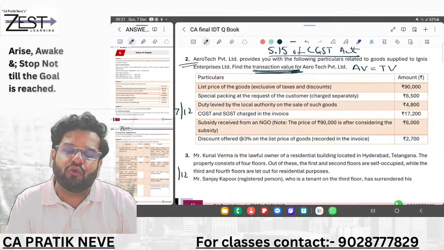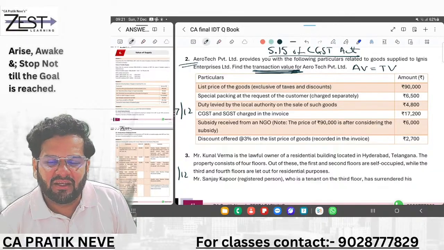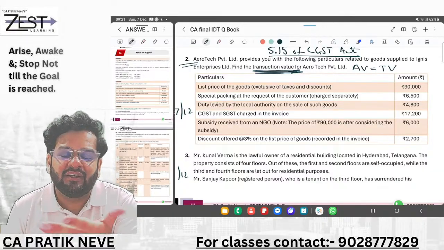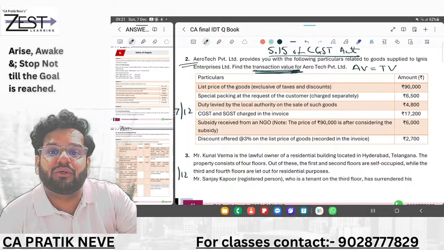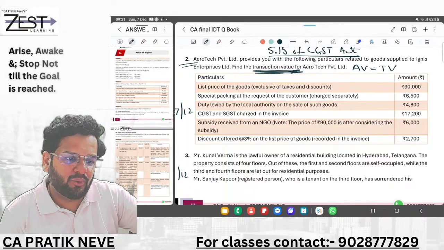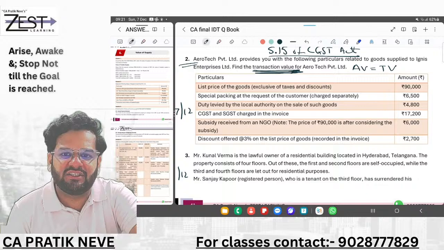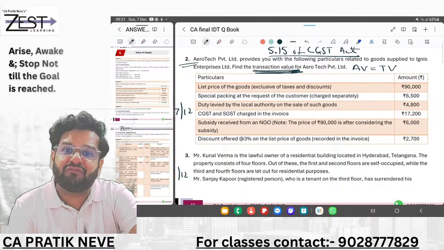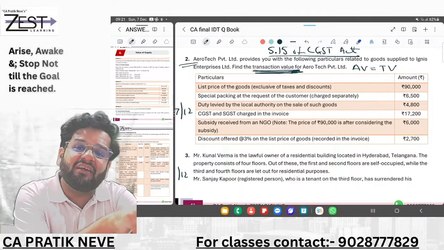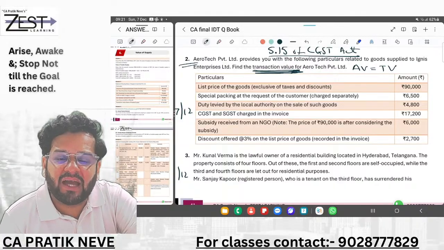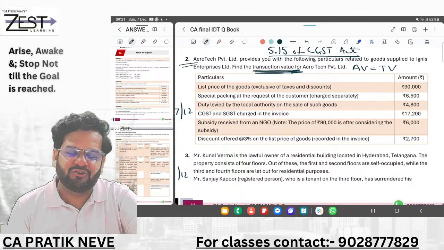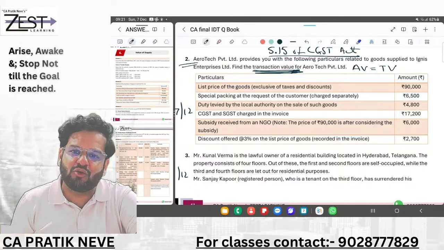And then 15(4) says that if AV cannot be taken as TV, then the value of supply will be computed as per rules, Rule number 27 to 35 of the CGST Rules. And 15(5) says in notified cases, the value will be as prescribed. So this is your Section 15 of value of supply.